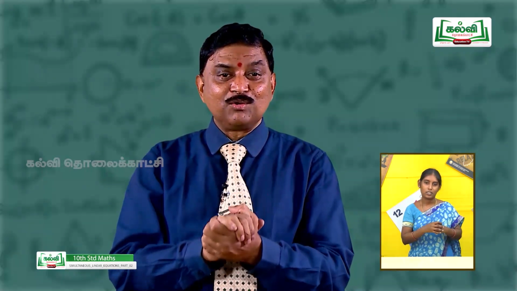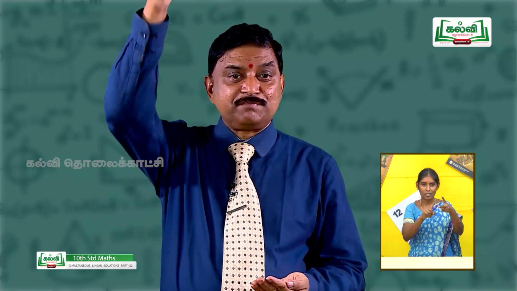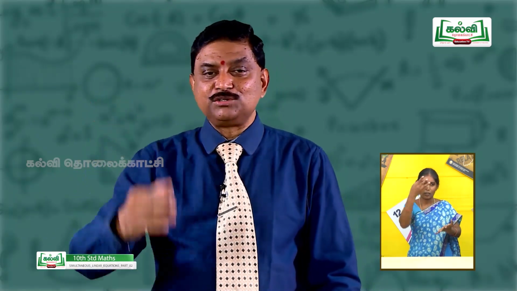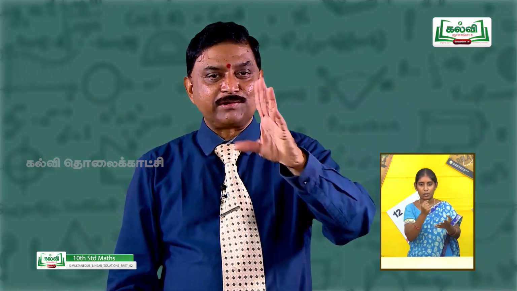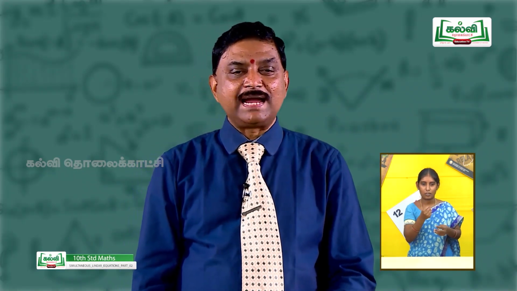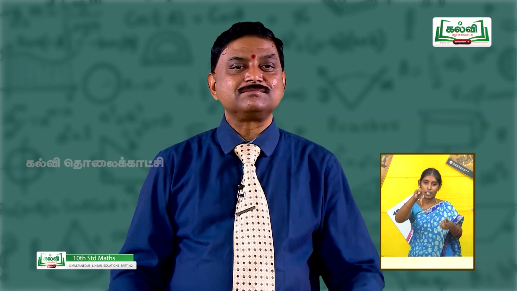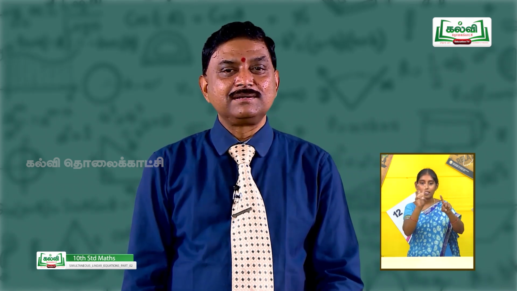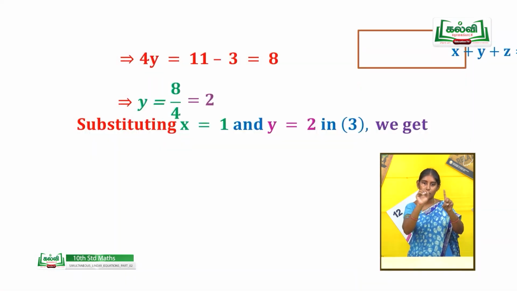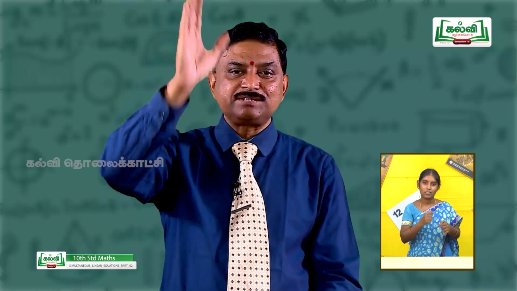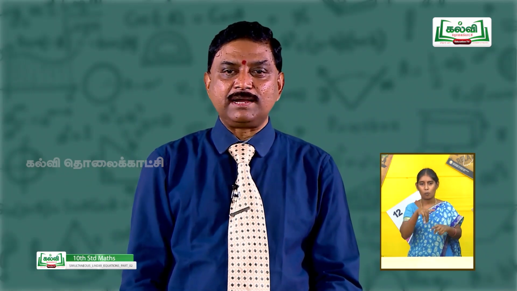Both the values we have, substitute in any one of the first 3 equations and get the value of z. Any one equation you may select, either 1 or 2 or 3. So, here what I did, substituting x equal to 1 and y equal to 2 in equation 3. What's equation 3? I showed it here on the screen. You see that x plus y plus z equals 6, a very simple equation, the third one. There we can easily substitute the 1 and 2 in the place of x and y.